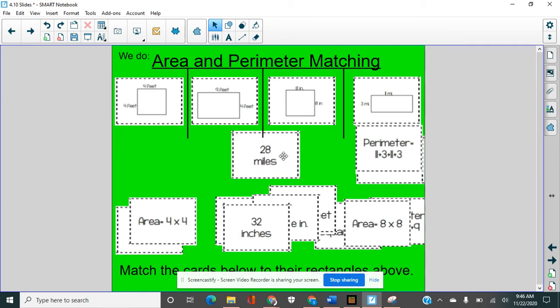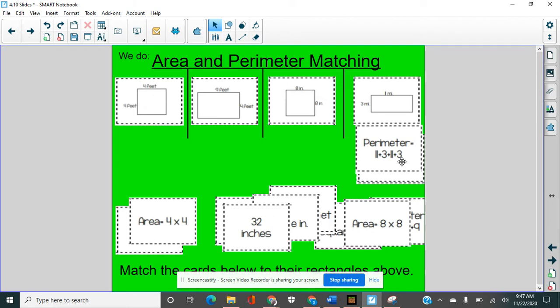All right, 28 miles. So this has got to be perimeter because it doesn't say square miles. So one of these shapes, when we add up all 4 sides, one of them equals 28. Let's see, 4 plus 4 plus 4 plus 4, that's not 28. 9 plus 4 is 13. 13 and 13 more is 26. 8 plus 8 plus 8 plus 8 is 32. Oh my goodness, is it going to be this one again? 3 plus 11 is 14. Plus 3 is 17. Yep, there it is again.